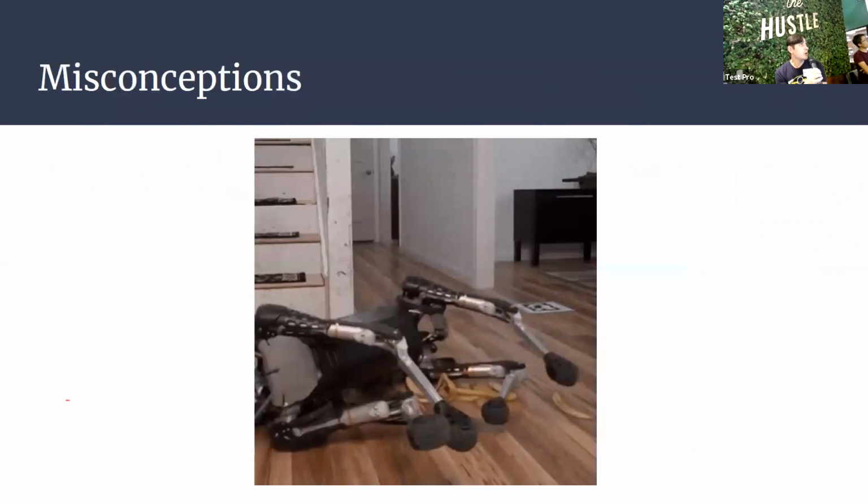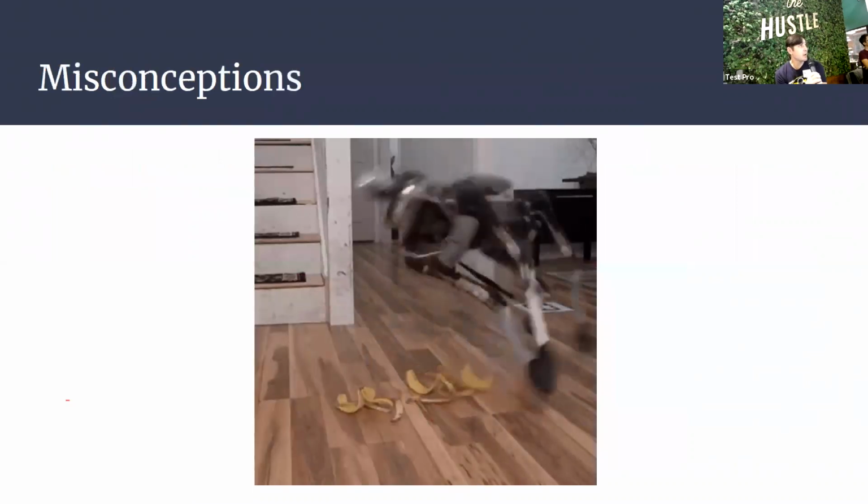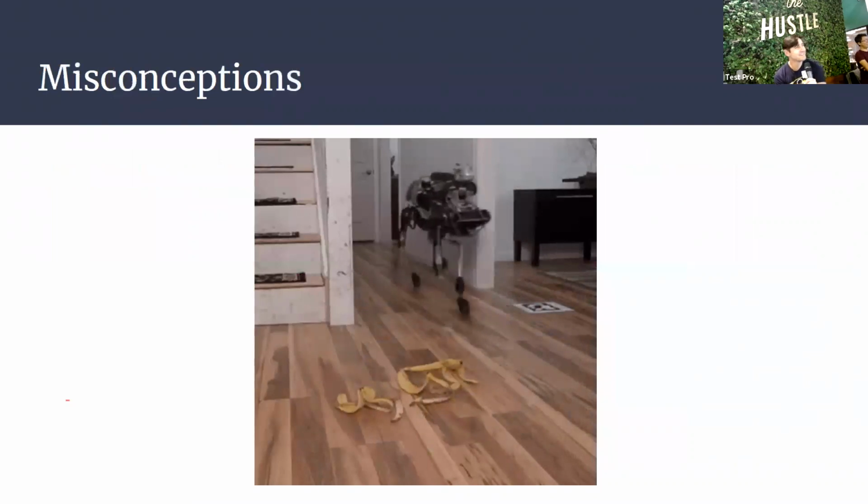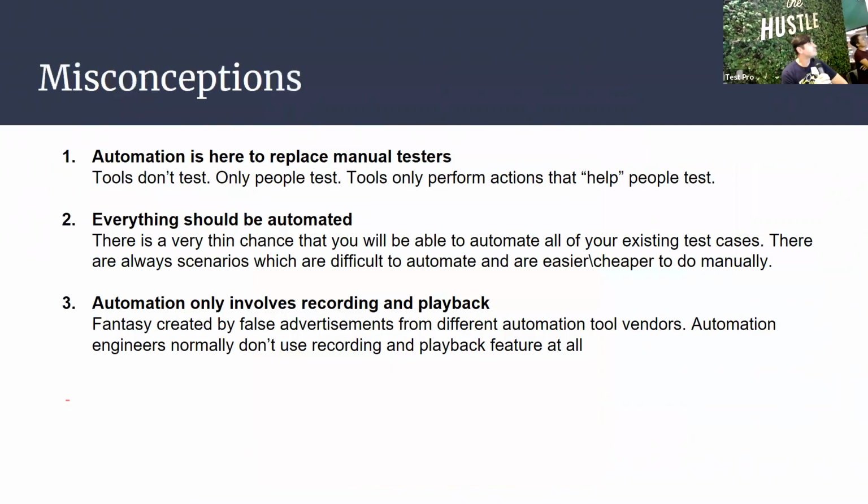So yeah, let's talk about misconceptions. Yeah, banana peel, right? Number one here is that automation is here to replace manual testers. Well, tools don't test, people do, right? Tools only help people to test. So there is still a human involved.